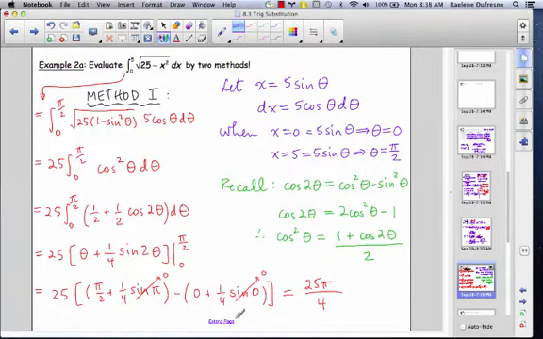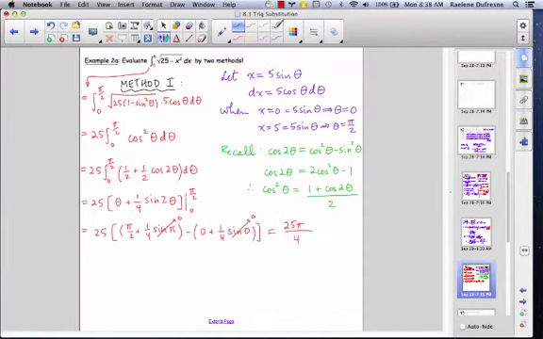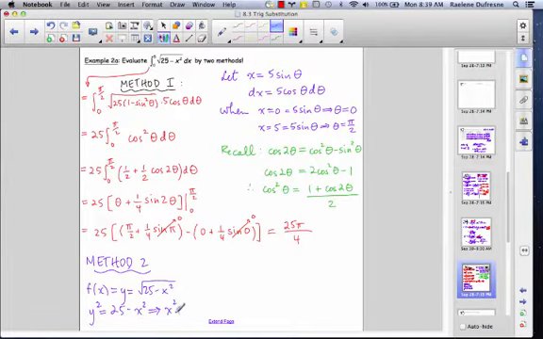If we go back and try to understand what the definite integral represents, then we can see in method 2 that we have a function f of x, or y equals the square root of 25 minus x squared, which, if we square both sides, gives us the equation for a circle with a center at 0, 0 and a radius of 25. And therefore, the function f is the top half of the circle centered at 0, 0 with a radius of 5.